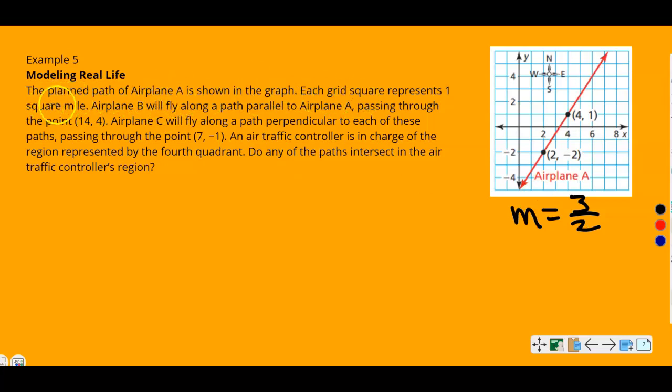Each grid square represents 1 square mile. Airplane B will fly along a path parallel to airplane A, which means it will have the same slope. Parallel lines, remember, have the same slope. Passing through the point (14, 4). So let's look at airplane B first.